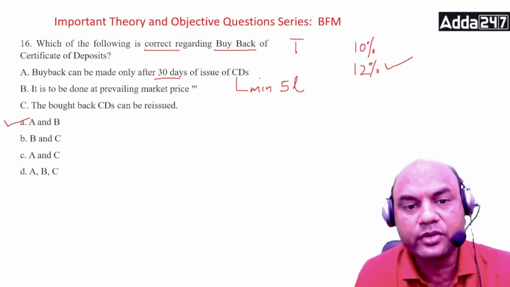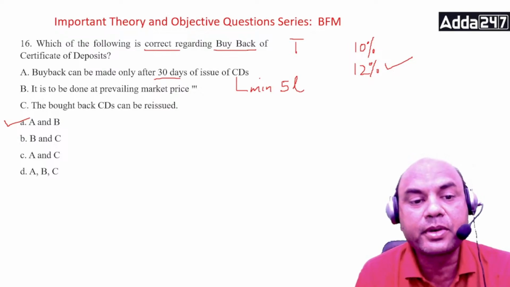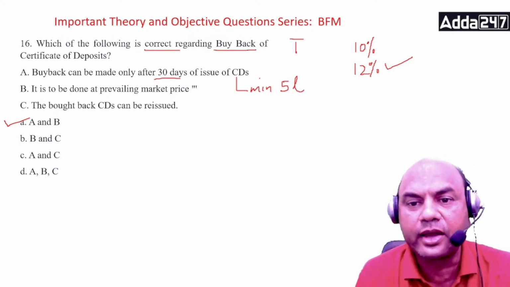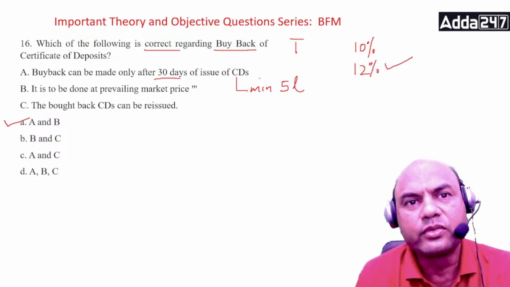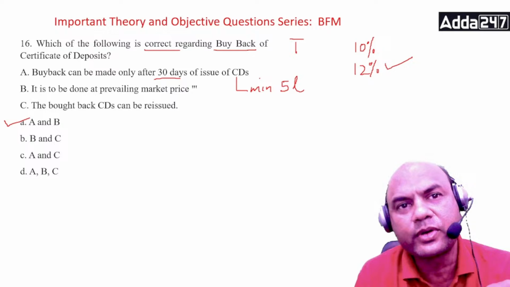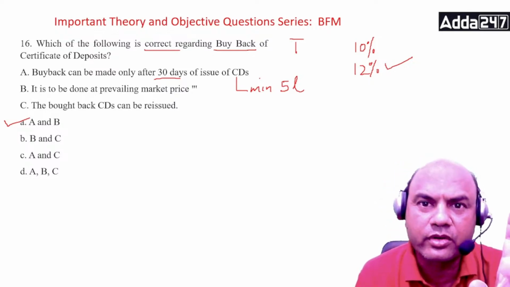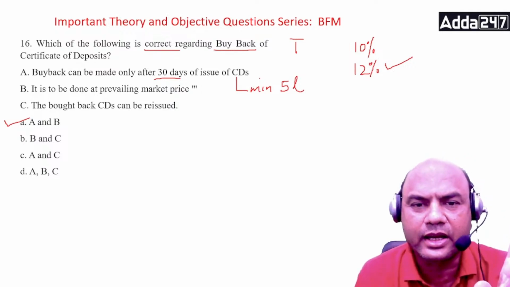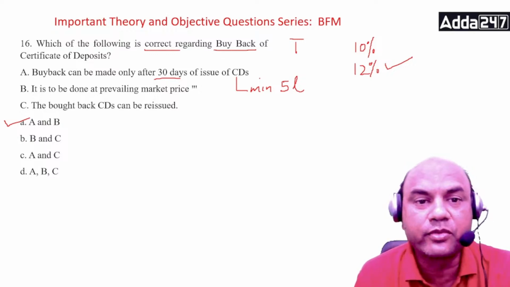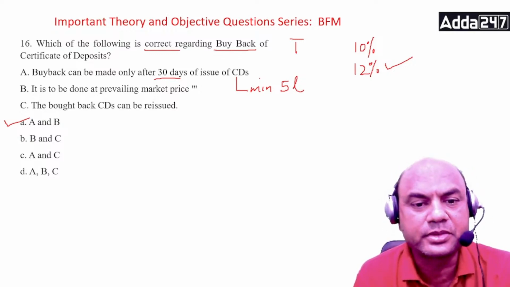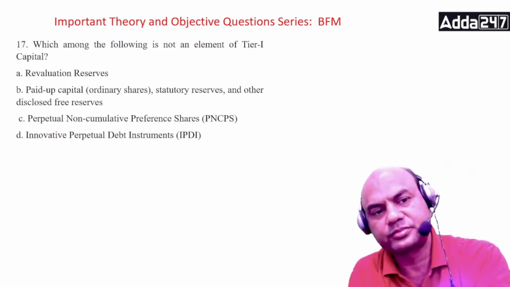So 30 days of the issuance of CDs first. Second one is what? It can be done at the prevailing market rate. Correct. Means it's like issuing a share. Suppose I give you the share at rupees 1000, and after 1 year I am planning to buy it back from you, I'll have to buy it back at whatever rate is going on then. I can't buy it at today's rate, isn't it? It may be profitable for me, it may be unprofitable for me. Anything is possible. So A and B is the answer.